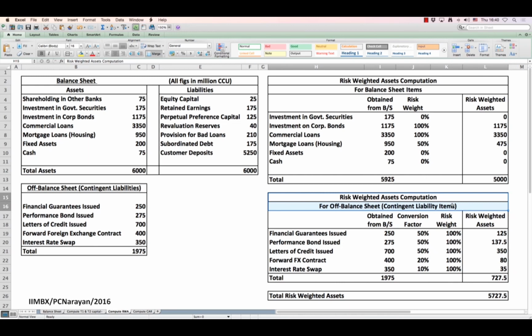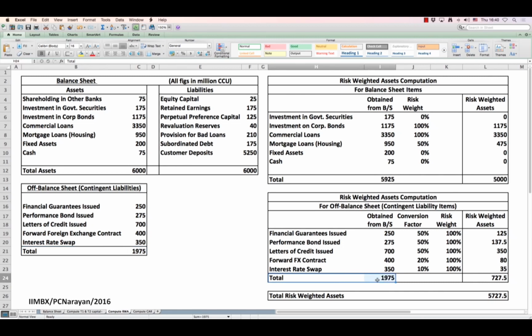It works very similar to what we saw in the earlier computation, except that there is an additional factor called the conversion factor. This is known by different names in different countries. Let me try and explain this for you. These numbers are taken straight from the list that we saw here, no difference. So this total of 1975 is reflected here as well. Now what is this conversion factor?